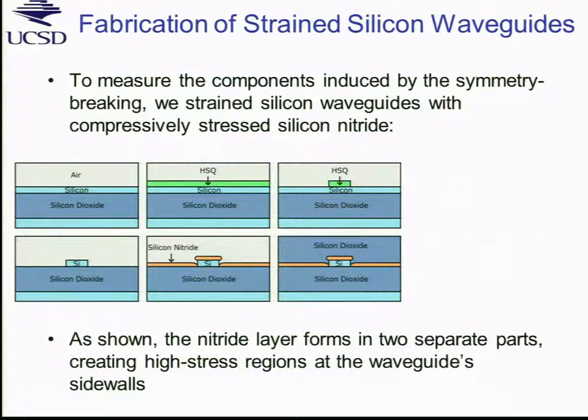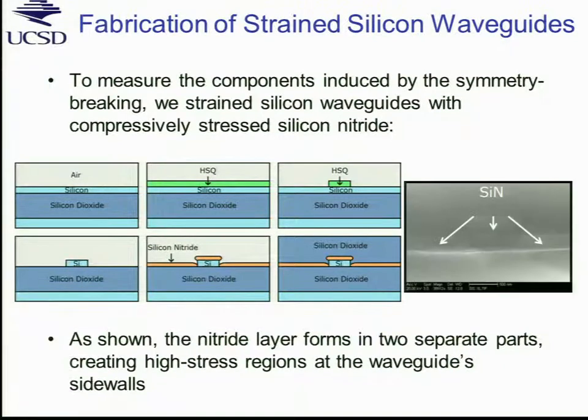Very briefly, how we make it. We basically start with what I just mentioned, the SOI platform. We spin coat HSQ, do E-beam lithography, remove the HSQ, get silicon, then we sputter a silicon nitride layer using conditions that enable us to get a tensile or compressive strain of silicon. The main strain appears on the side walls of silicon here. And then we cover it with silicon dioxide.